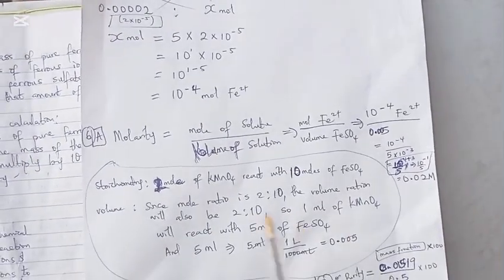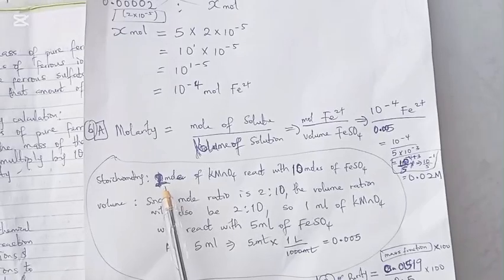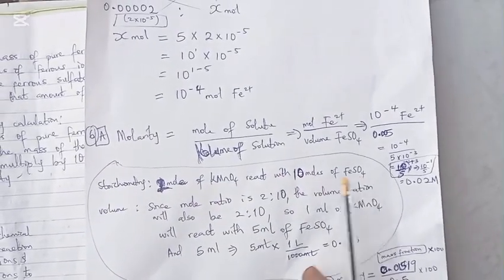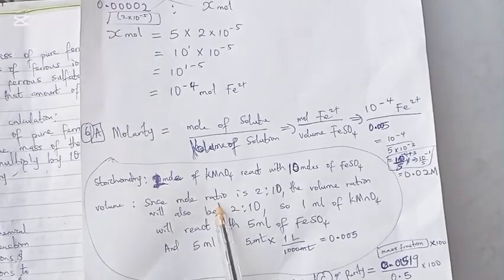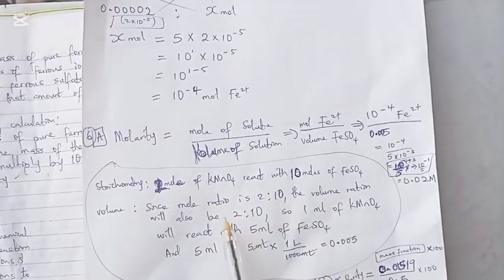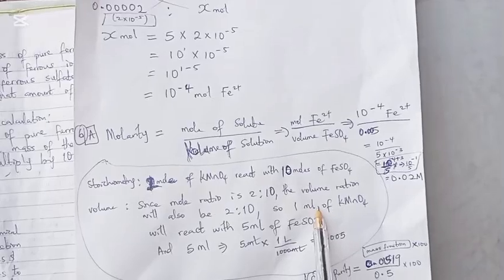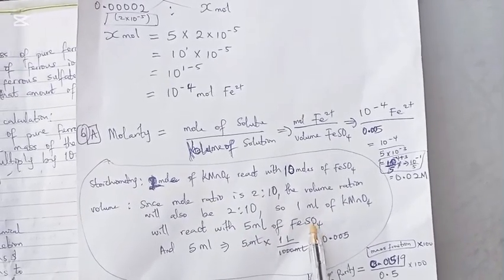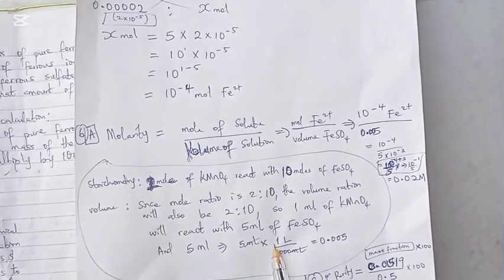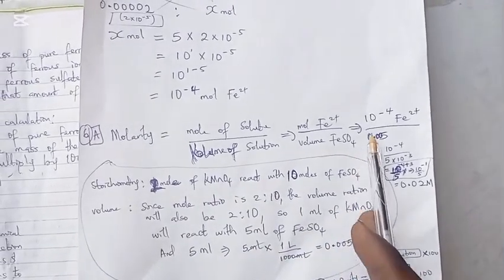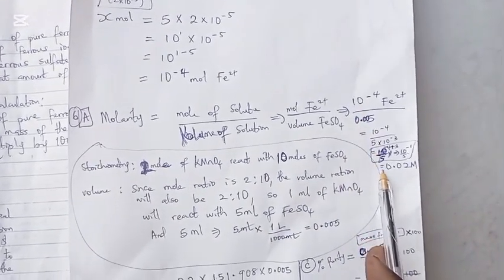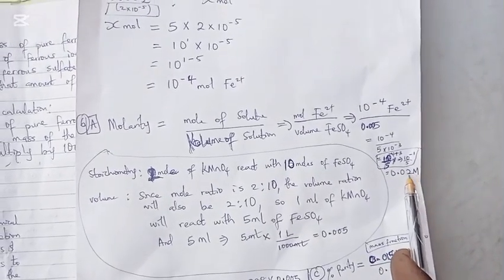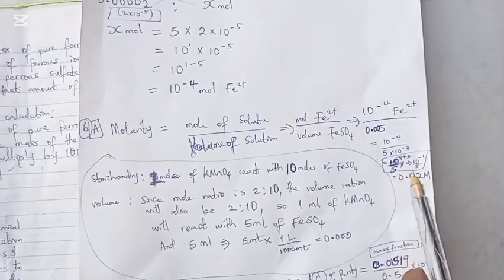So I now gave it here by saying, using the stoichiometry, 2 moles of permanganate react with 10 moles of iron sulphate. Now, since the mole ratio is 2:10, the volume ratio will also be 2:10. So 1 milliliter of KMnO4 will react with 5 milliliters of iron sulphate. Converting the milliliter to liter, I did this and I got this. So that is what I now placed here. When I did the maths, I got 0.02 molarity as well. That is the concentration, and you will see that we are correct.